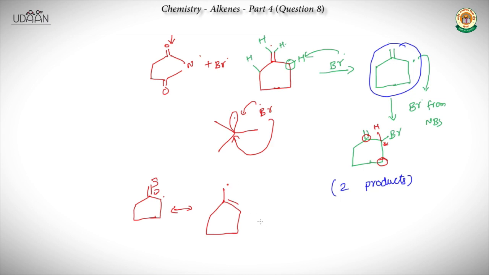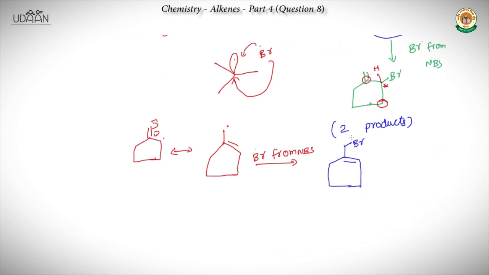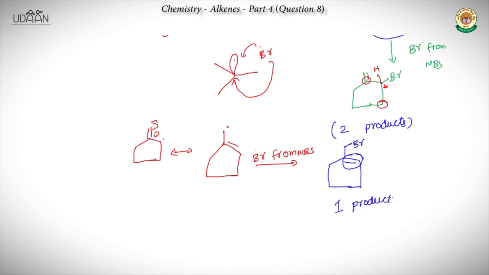Now the same thing happens: this radical takes bromine from NBS, and finally you're going to get this one, with bromine here. Also see that there are no chiral carbons here, all these carbons are achiral, and also there is no possibility for geometrical isomerism, since this is in the ring, it cannot rotate. So you have only one product possible here. So the total number of possible products obtained is 2 plus 1, which is equal to 3.